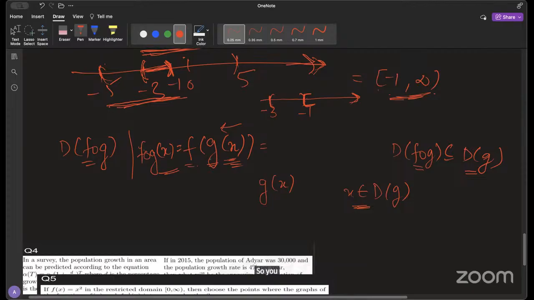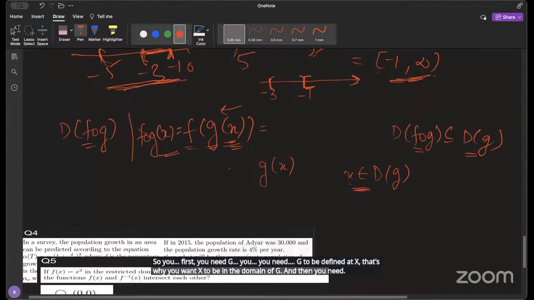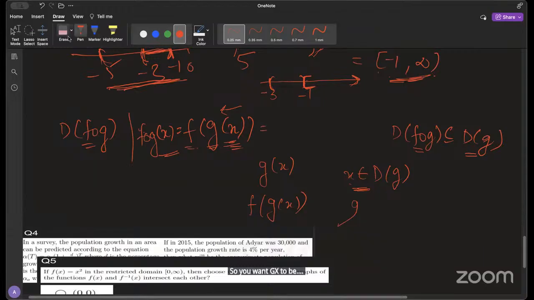So you need G to be defined at X. That's why you want X to be in the domain of G. And then you need, and now this is the argument, right? So this has turned into the argument of F. So you want Gx to be in the domain of F, right? So these are the two conditions that you want X to follow. You want these two conditions on X.